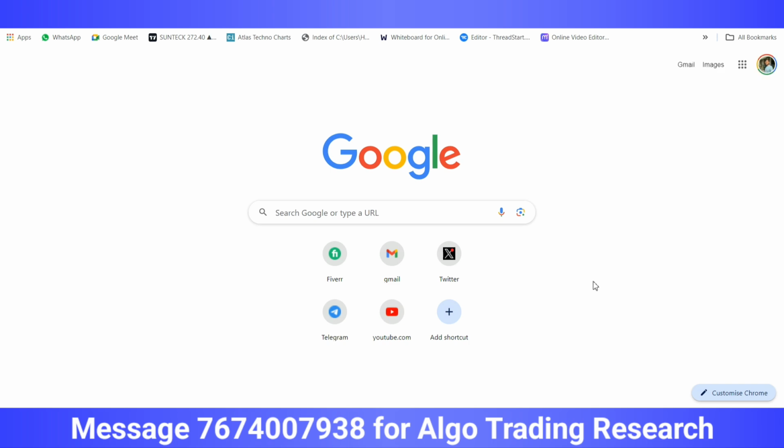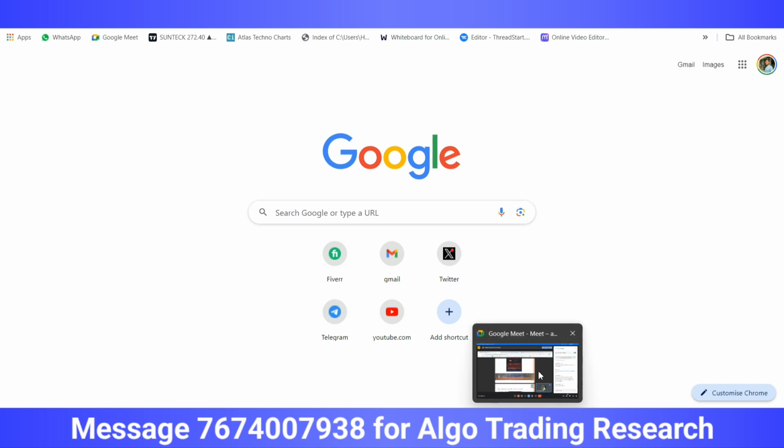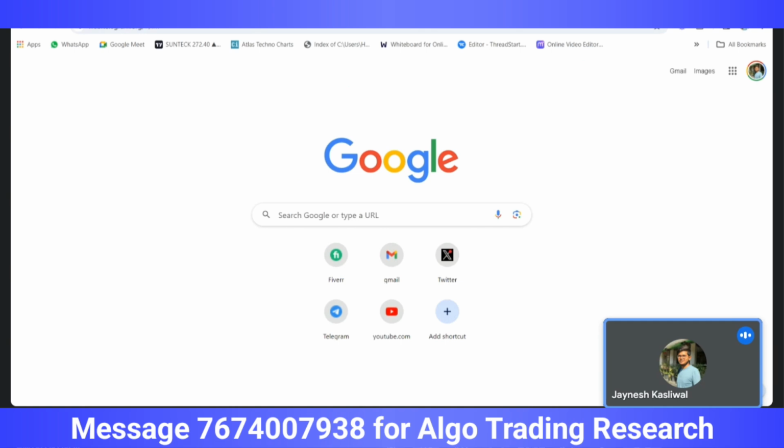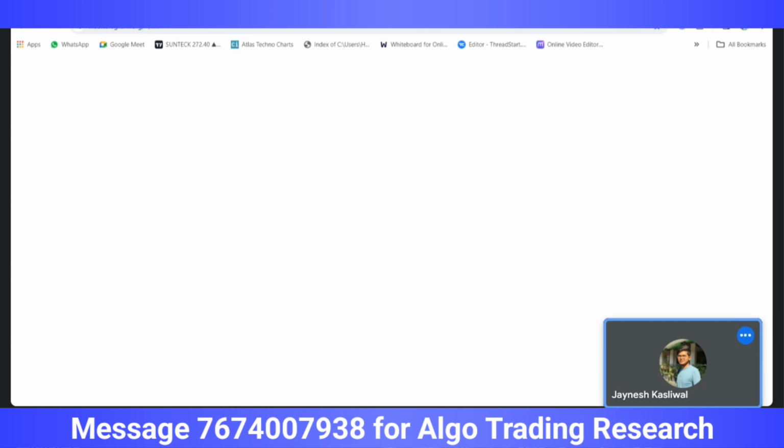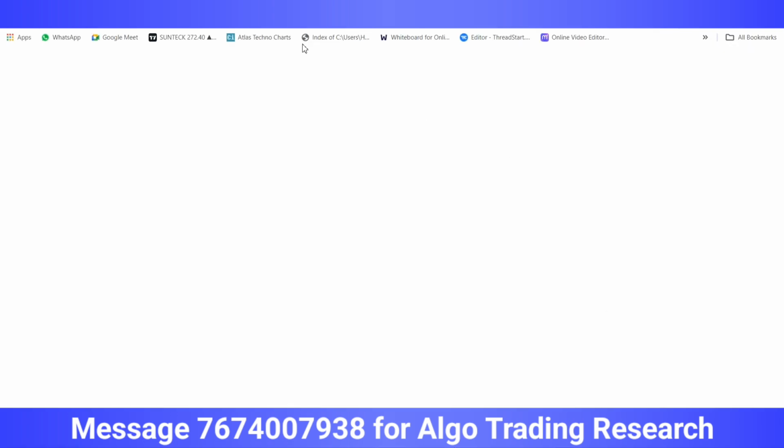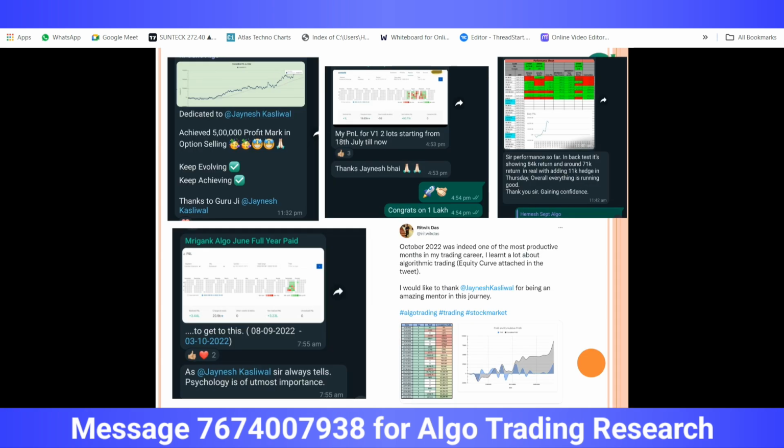Once you connect your Telegram, I'll just show you how the errors will look. Once you connect your Telegram, if there are any kind of errors, you will immediately get a notification on your Telegram. So that is the best feature. You do not have to sit in front of the computer. You can do whatever you want, and you will get the notification, and if you have any error, you just solve it. Please do let me know in the comment section.